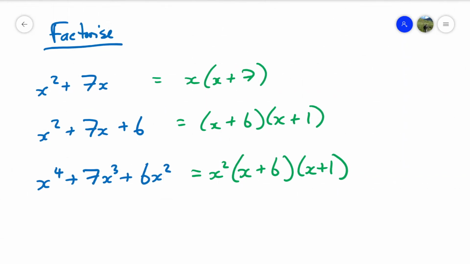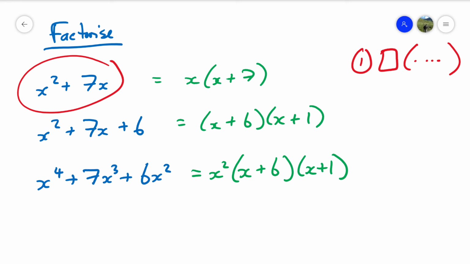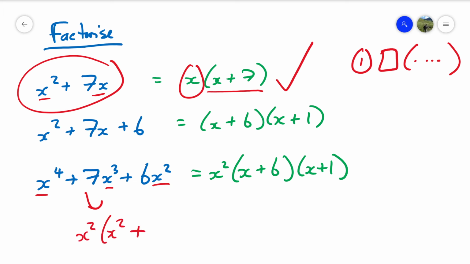So when we're factorising, the first thing we're trying to do is find something that they've all got in common. In the case of this one, they've both got an x. So I took an x out, and then that was it. That was the final answer. And on this one, I noticed they all had an x squared. So I could write x squared, and then this is what it looked like inside the bracket.